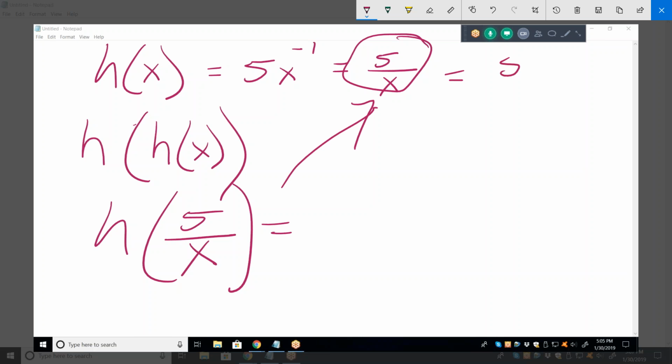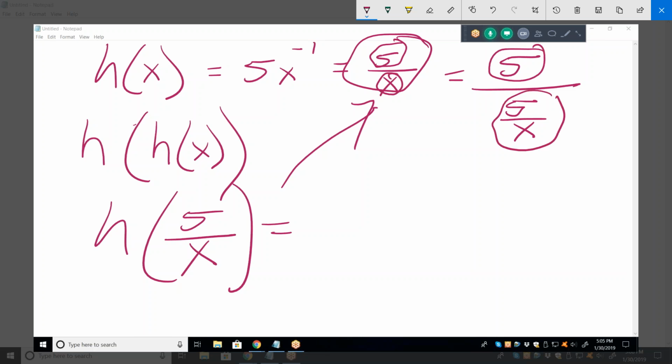So this becomes 5 over, and instead of x, we're going to do this. Now hold on, just look exactly what I'm doing. I'm taking whatever's in the parentheses, and I'm plugging it in for x. Well, there's 5, there's x. So it's already the answer? Well, no. Now you have to figure out how to do that math. How do you divide by a fraction, which is what we're doing here?